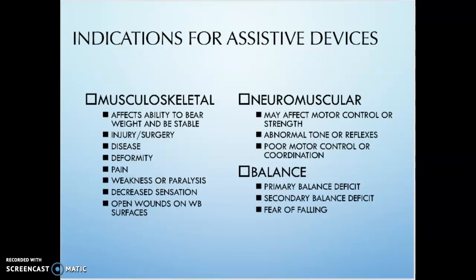So many different indications for the need for an assistive device. There's all sorts of musculoskeletal situations as listed here. Also, there may be some neuromuscular considerations, and then, of course, incorporating both of those would be balance. And so many different reasons why an assistive device might be indicated for our patients.